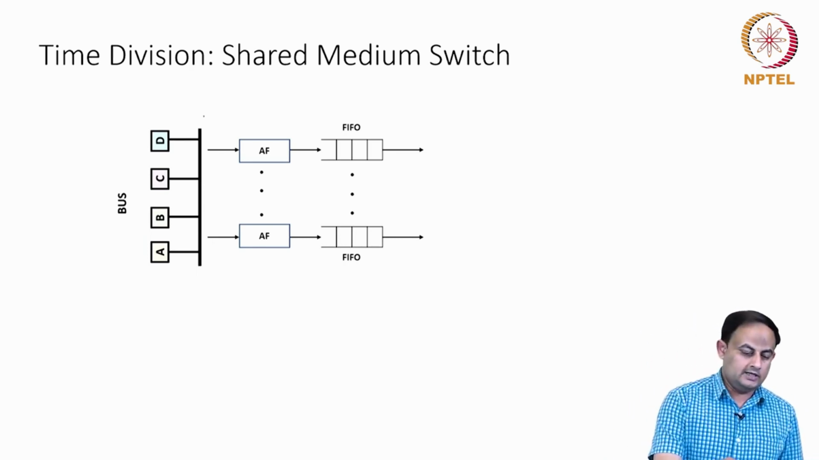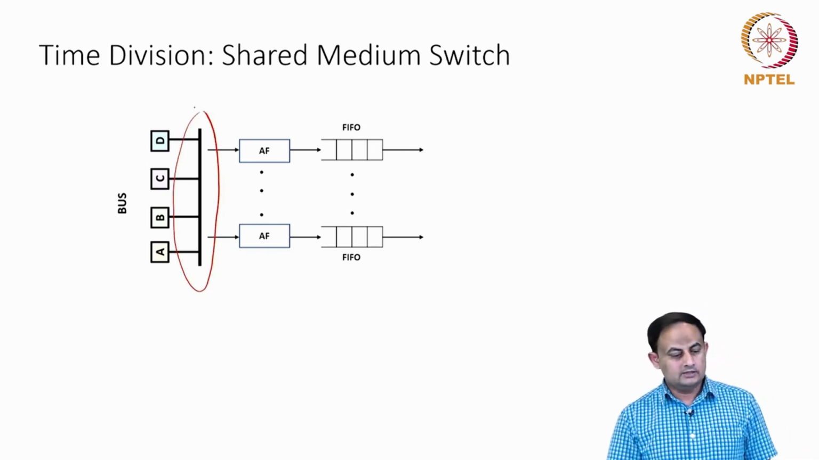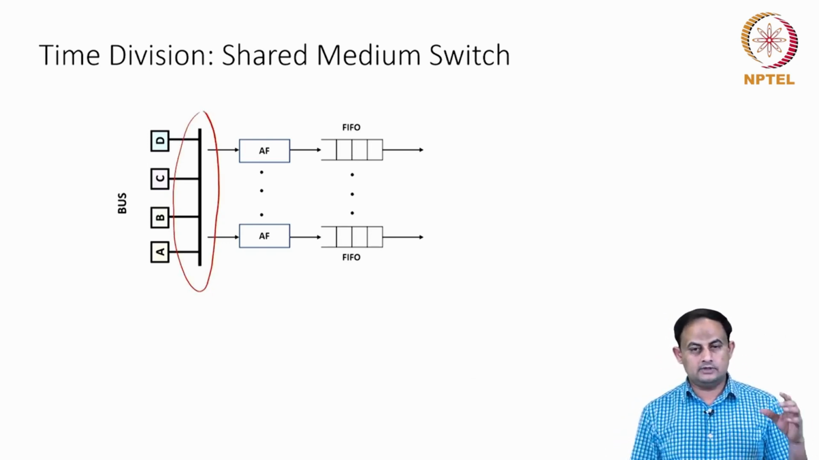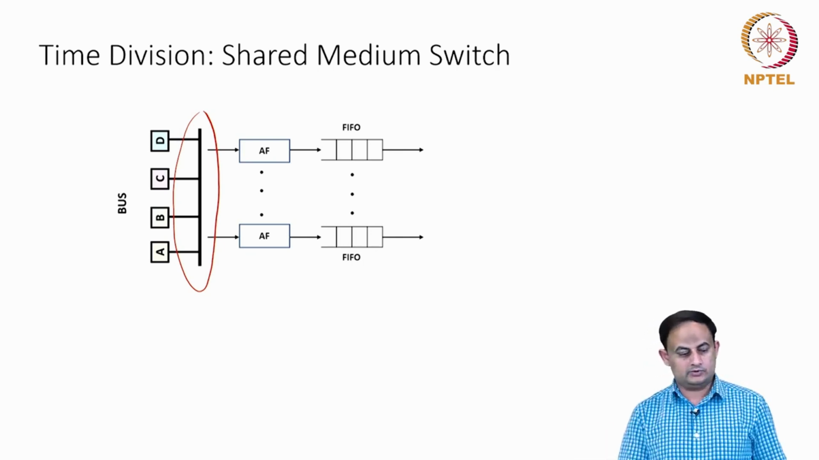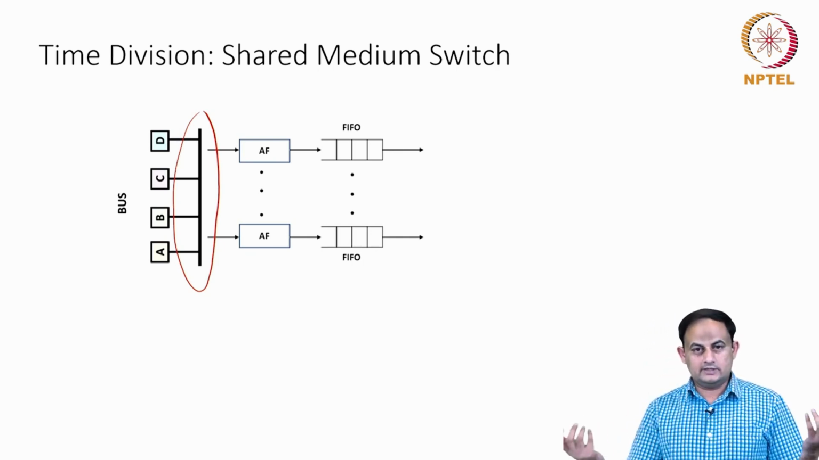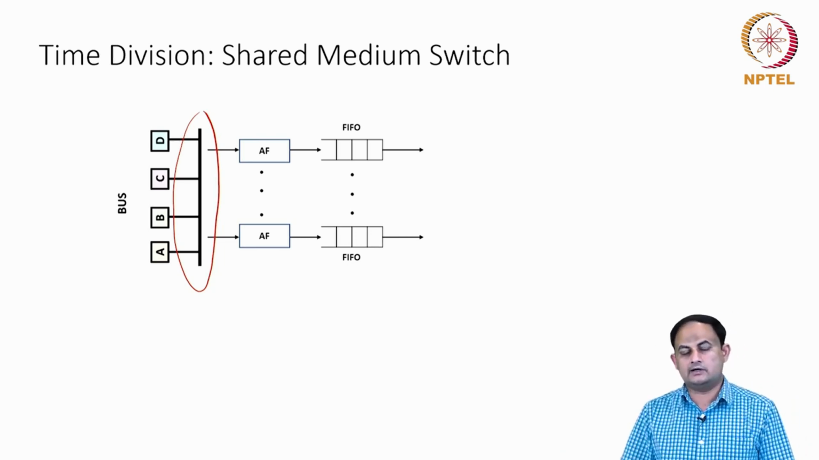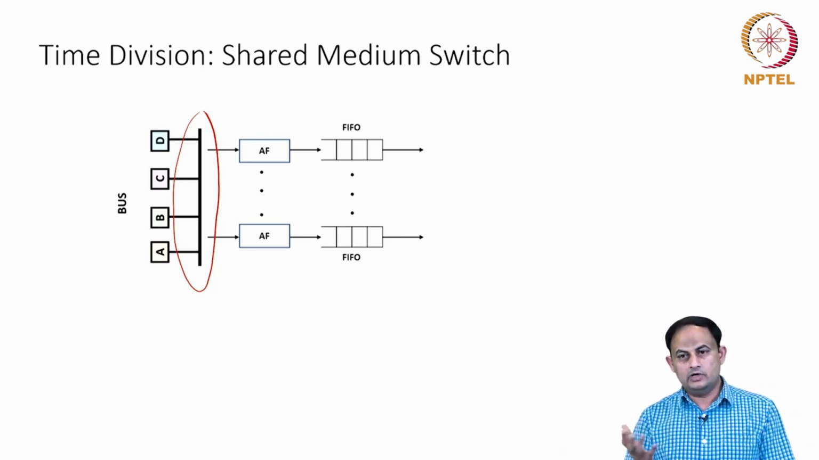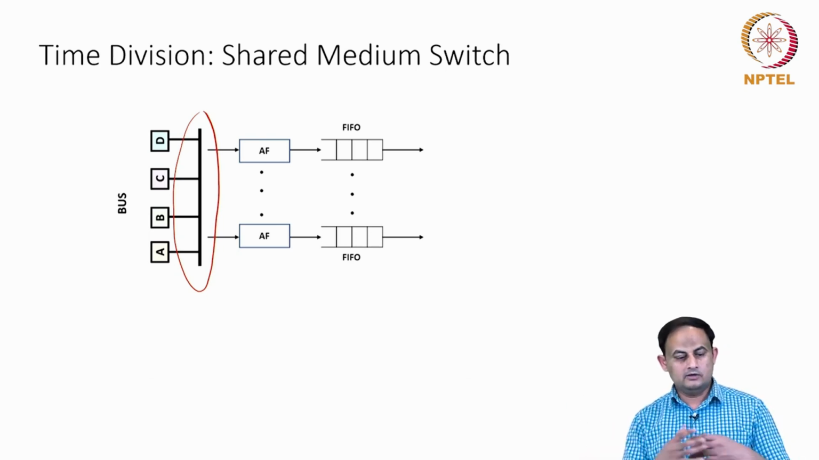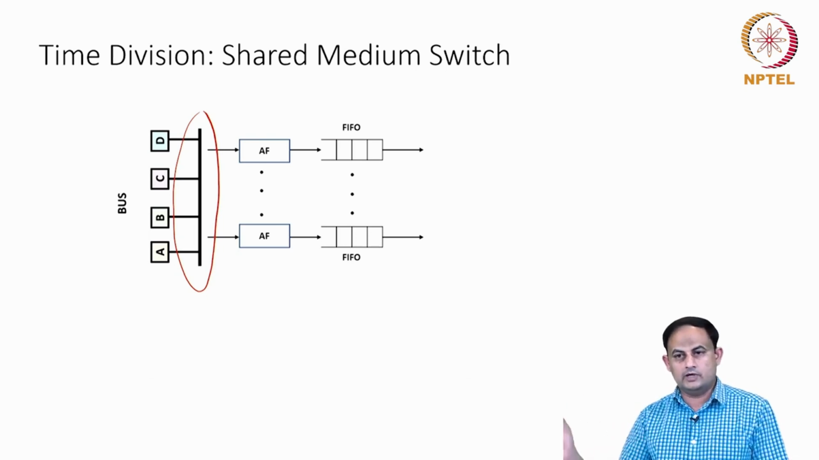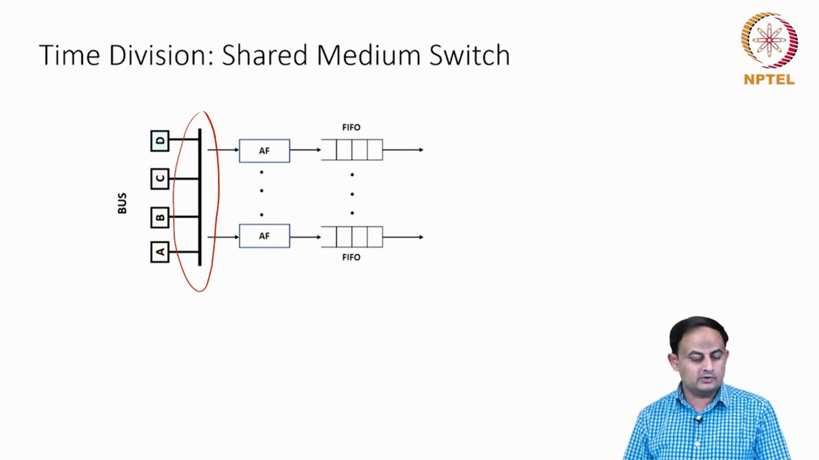So there is a shared medium. In this case the medium is a bus. That bus connects all the input ports and all the output ports. And as I said, the bus is a shared medium. You can roughly compare this with Ethernet technology, where only one sender is able to put an Ethernet frame onto the link and only one receiver is able to receive it.